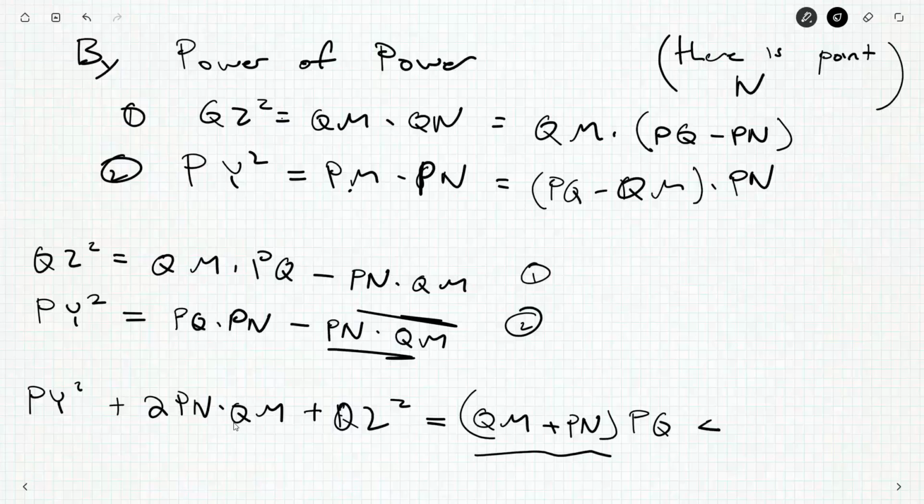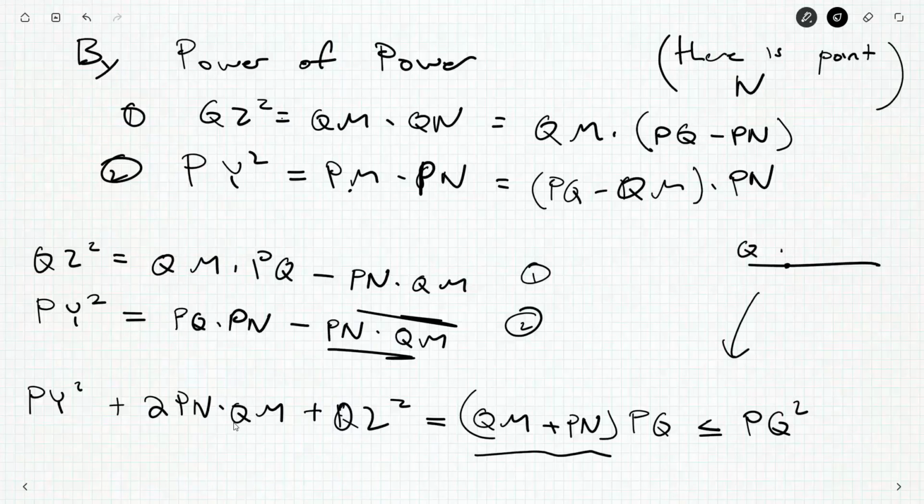So I know for a fact that this is less than or equal to PQ squared, because we've got Q, M, N, and P. So QM and P adds up to less than the total QP, unless M and N are at the same point. That's why I have a less than or equal sign. So now the question is, is this enough?